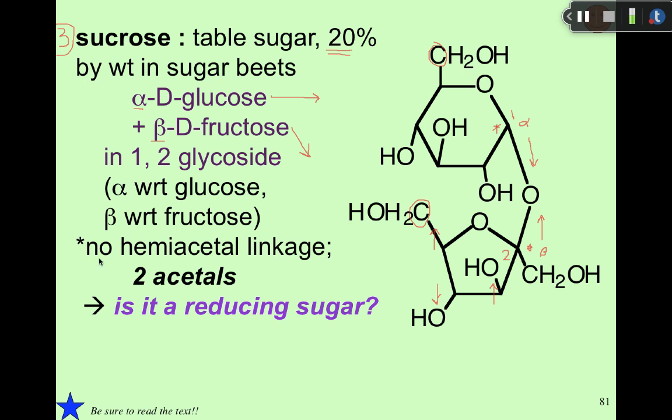And so in this case, there is no hemiacetal linkage because you have the anomeric carbon of glucose connected to the anomeric carbon of fructose. Neither one of them has the hemiacetal remaining, and so there are two acetal linkages. One of them is with the glucose and the oxygen bridging the two. The second one is with the fructose and the oxygen bridging the two. In this case, this is no longer a reducing sugar, no hemiacetal present.